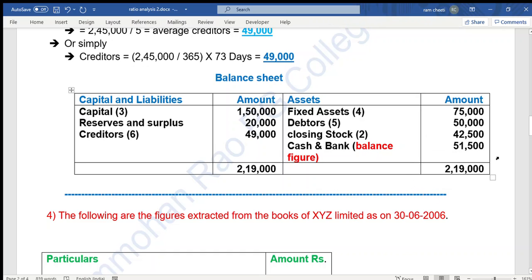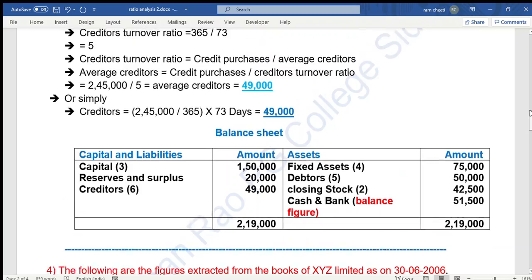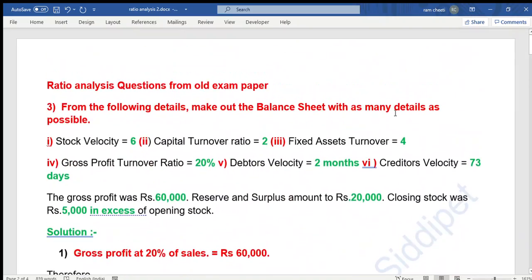So this is the numerical on a pattern where you will be asked to construct a balance sheet with given figures.